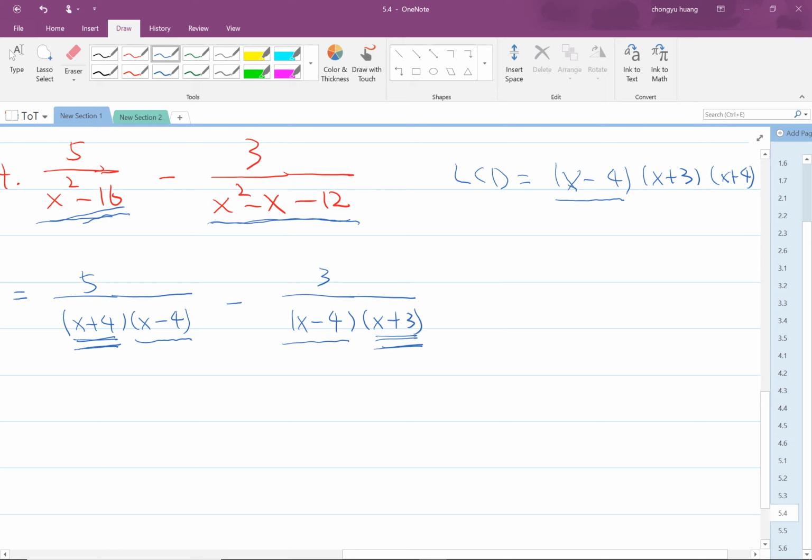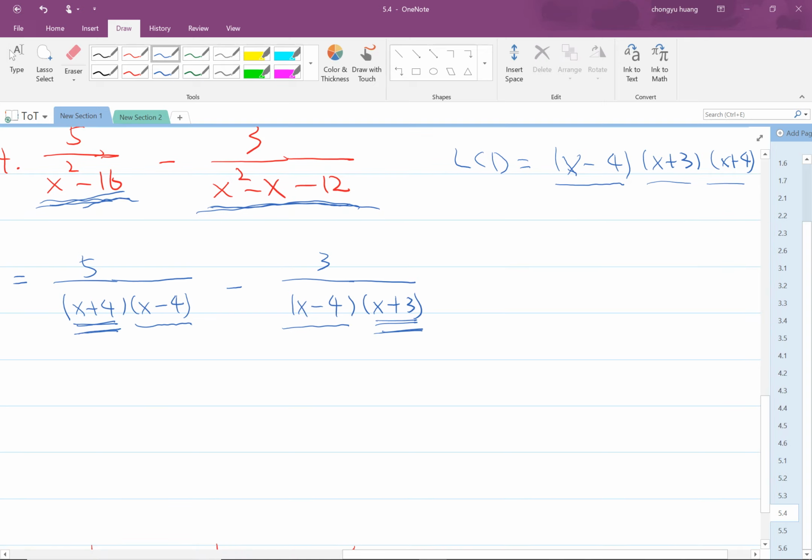The easiest way, since x plus 3 and x plus 4 are different, you follow the same logic. They are different, so you just multiply them together. So that's why you put them together. That will be the least common factor among those two terms. Okay, so now you've found the least common factor, right? So now we can continue a little bit.